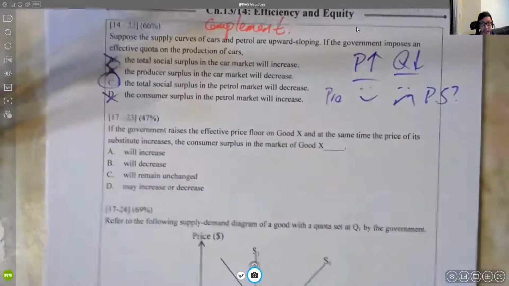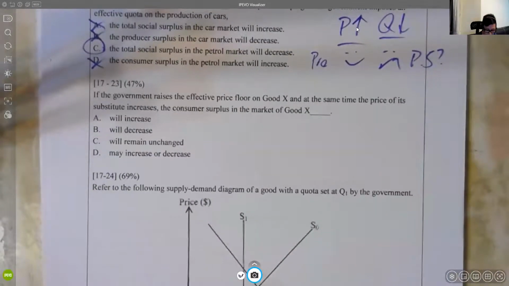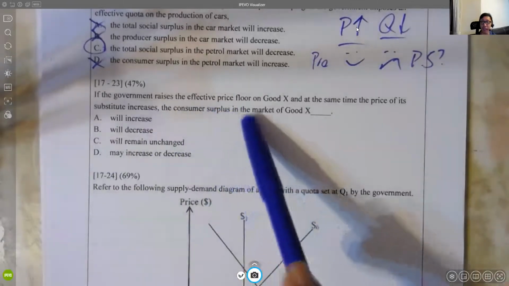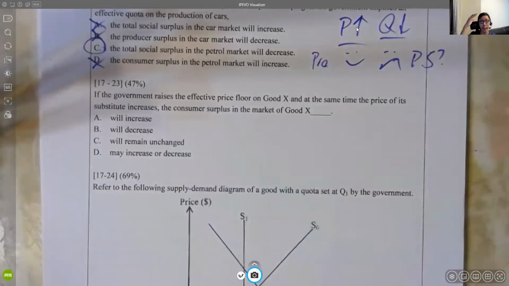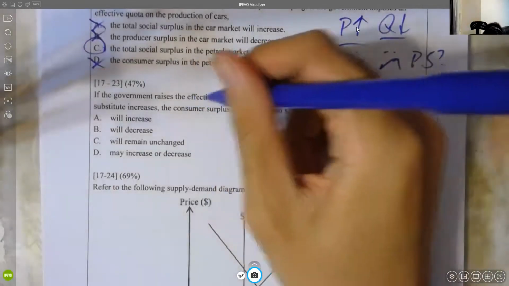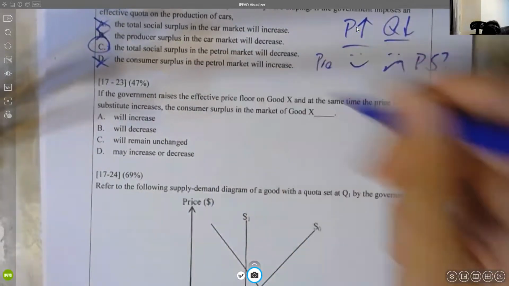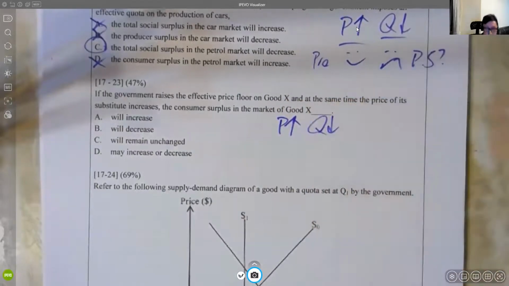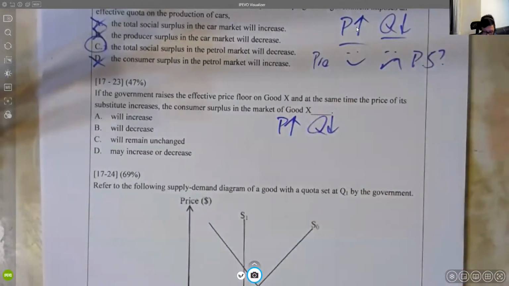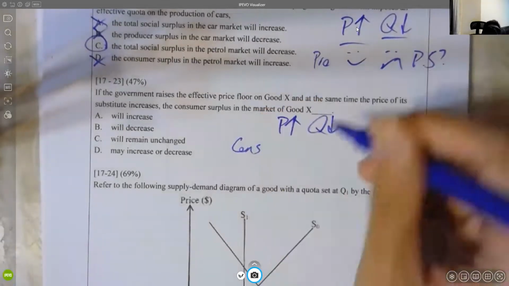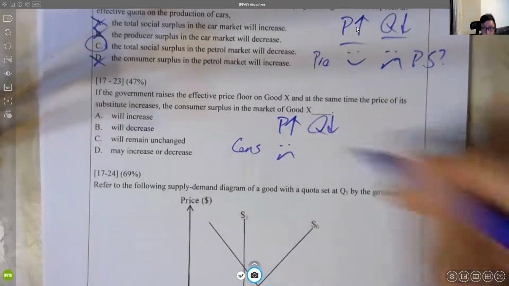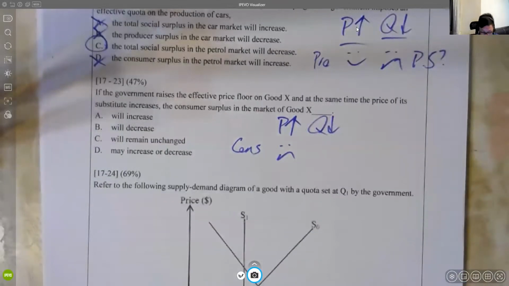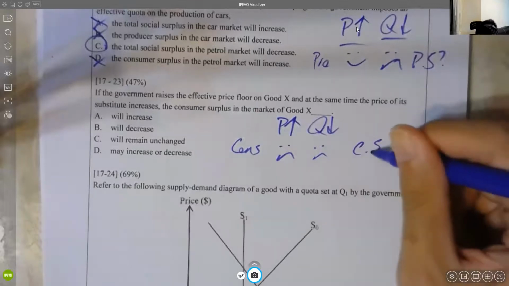Now next one. Somehow only 47% got this right. So it may be a little bit harder. All right. Now, if the government raises the effective price floor, remember, price floor should be above the equilibrium price. Therefore, if they raise the price floor, what happens is that P increase, Q decrease. P goes up, Q goes down, right? As a consumer, what happens? Unhappy, but you will be paying more and buying less. Unhappy, CS would go down.